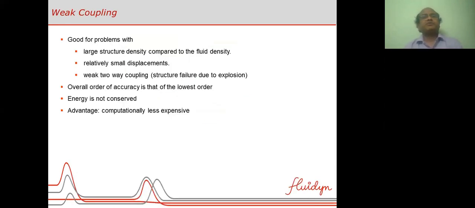This is good for some problems, especially if the problem itself demands very small time steps. We will see some examples of this. But normally its accuracy is not very good. Its overall order of accuracy is, as we have seen in the previous session, of the lowest order. We may have to use very small time steps, and energy may not be completely conserved. But the advantage is that it is computationally less expensive.